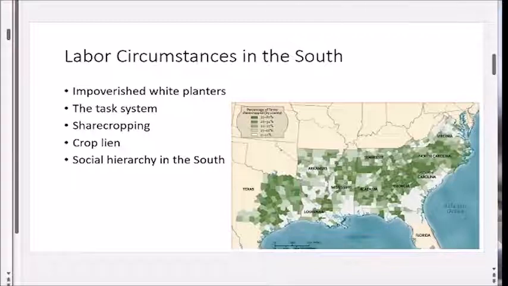Okay, and so sharecroppers were not able to make a big profit because 50% of what they're growing has to go to the landlord. And so, how are you going to make enough money to buy your own land and become self-sufficient? It's not possible.